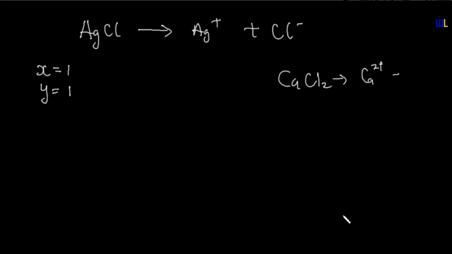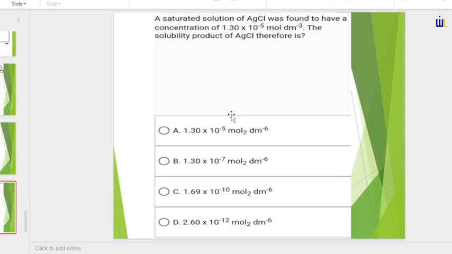Once you find your x and y, you now come back to the question. Alright, let's go back to the question and see what it says. A saturated solution of AgCl was found to have a concentration of 1.30 times 10 raised to the power minus 5. Please, this concentration is the same as the solubility because they said saturated solution. Hope you remember that once a solution is saturated, the concentration is the same thing as its solubility. You remember I said it in the beginning of the class, right? Yes, sir. Okay, full stop. So the solubility is 1.3 times 10 raised to the power minus 5.